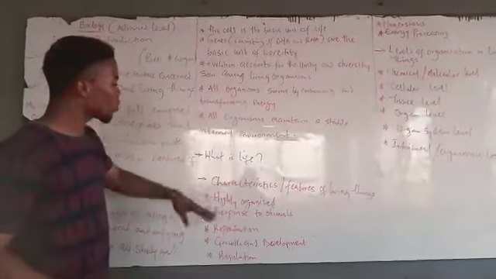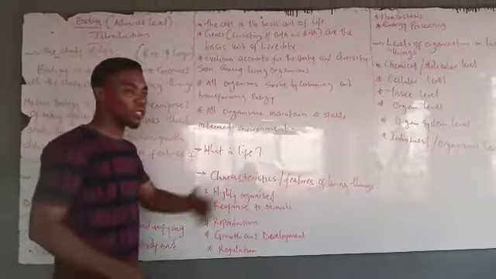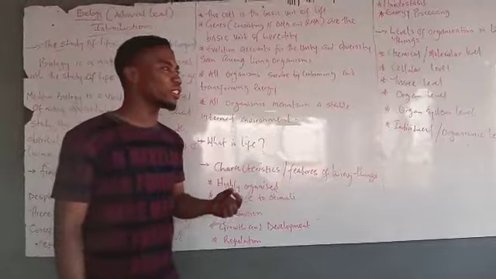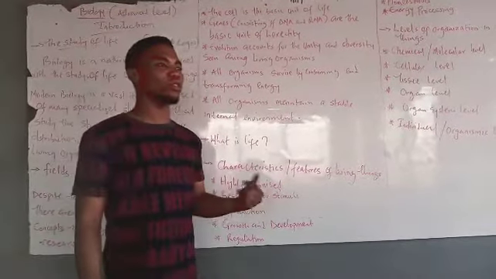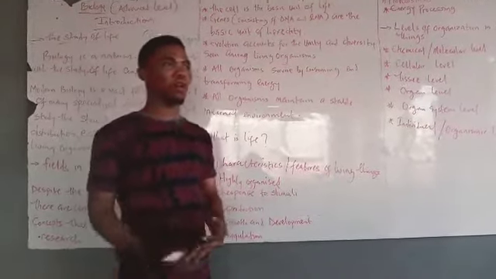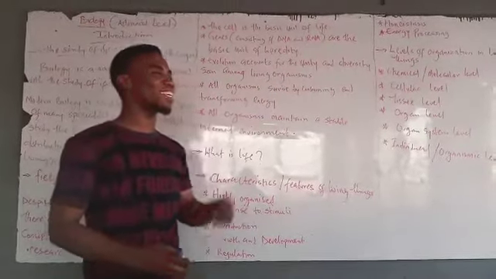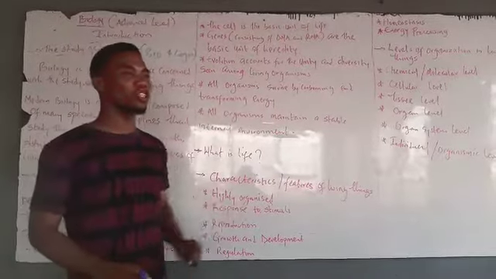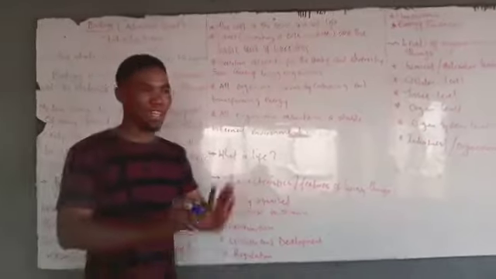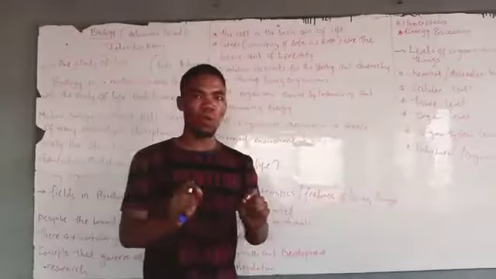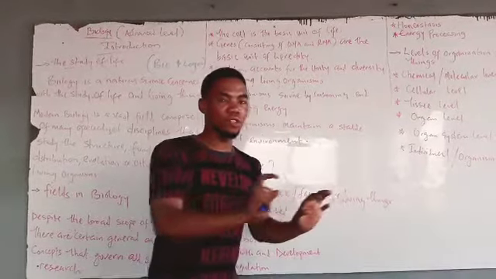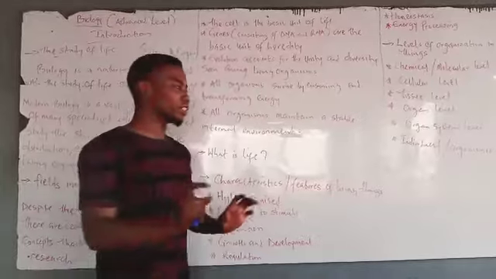So now this brings us to our next question, which is: what is life? This question is very difficult to answer, but according to biologists, those are people that study biology, they define life as any characteristic that distinguishes a living thing from a non-living thing. So any characteristic at all that differentiates a living thing from a non-living thing is termed life.